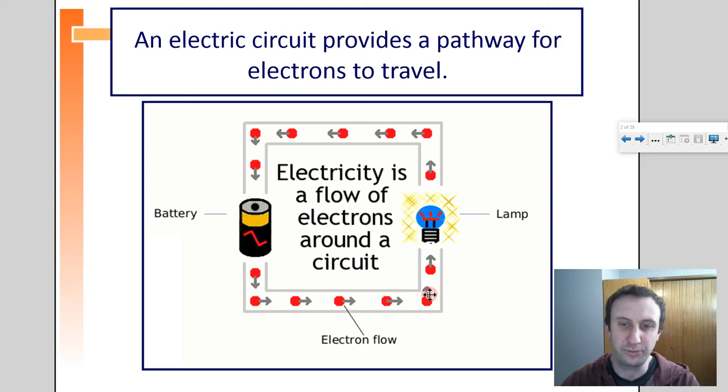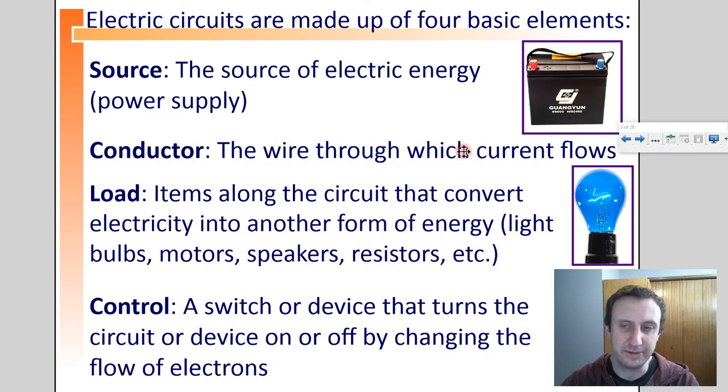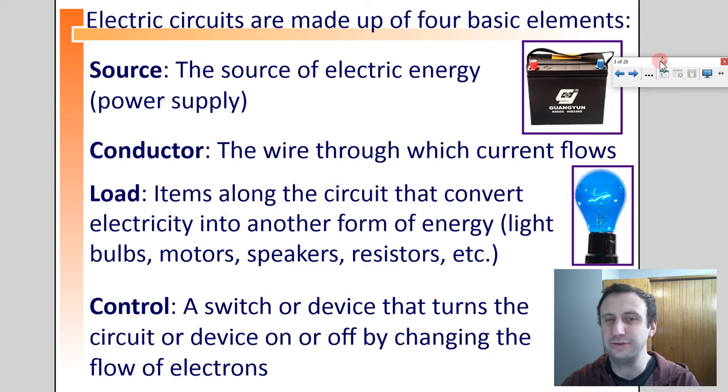And as they go through that circuit, they lose some of their energy as it gets converted to other forms by different components that we call loads. But we'll talk about that later on. So here are some of the things that you are going to find in an electric circuit, and we're always going to find these four basic elements.